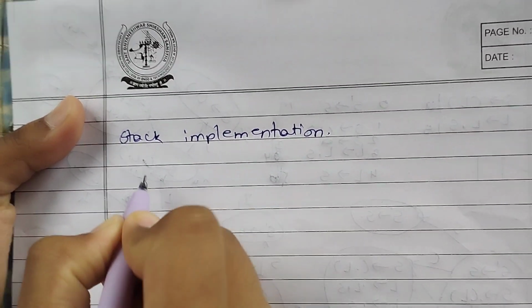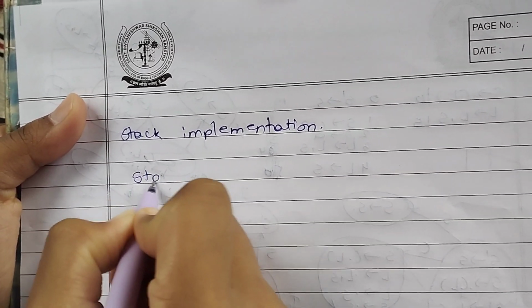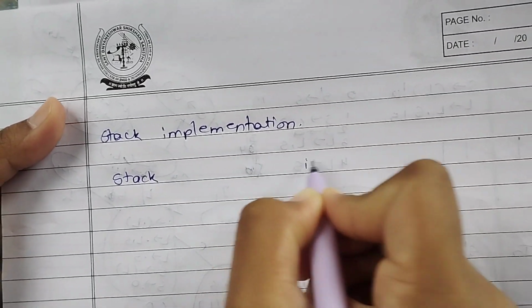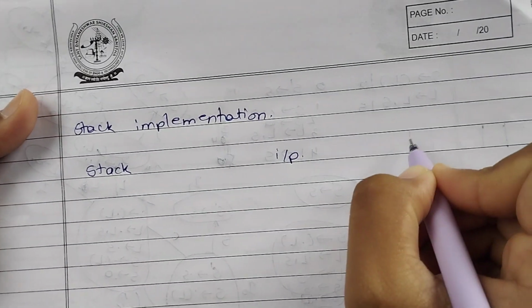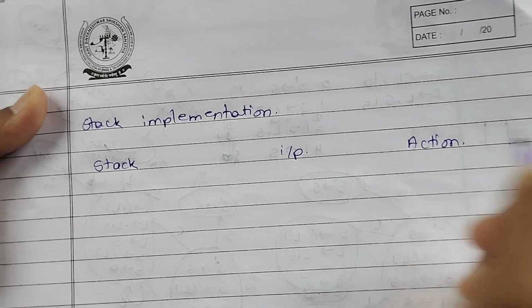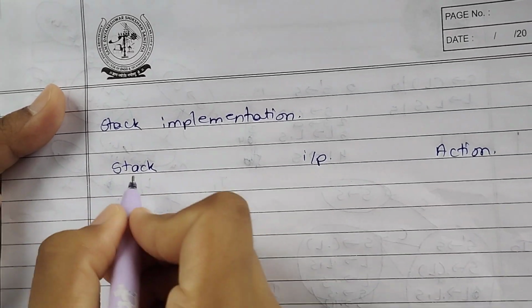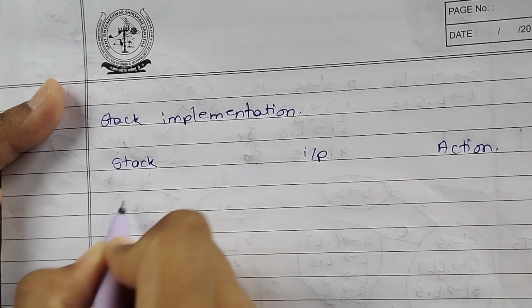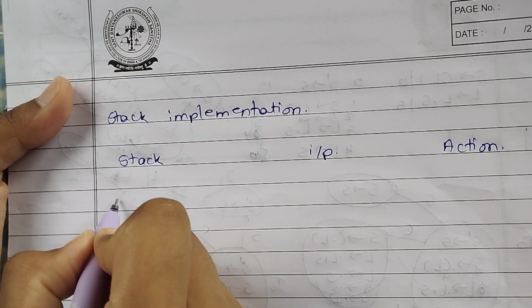Now stack implementation. For that we draw the table with stack, input and action. At the bottom of the stack, for the empty stack, dollar is present, so right here, dollar.